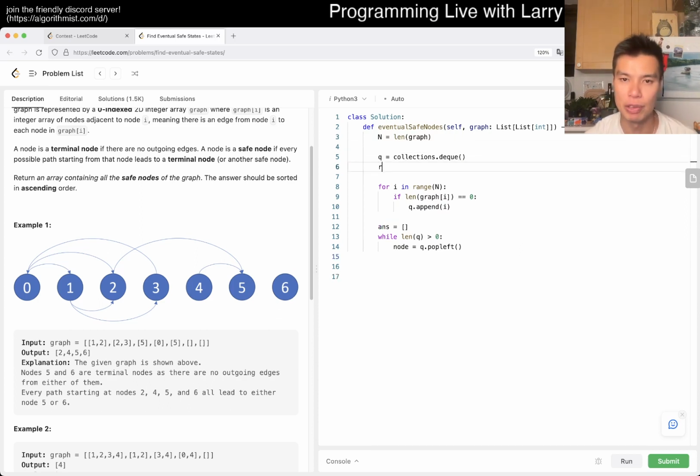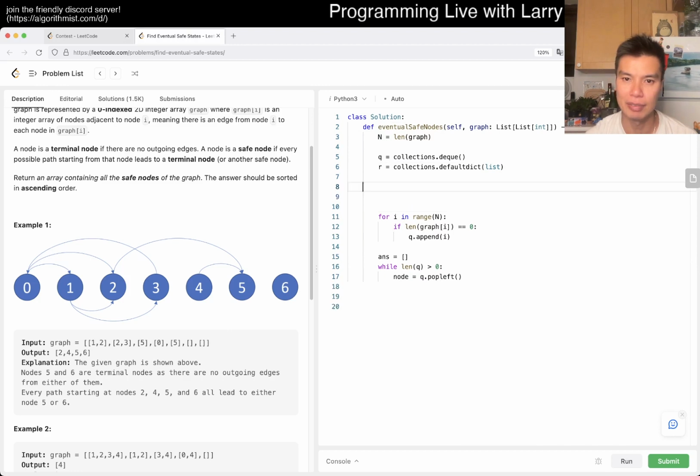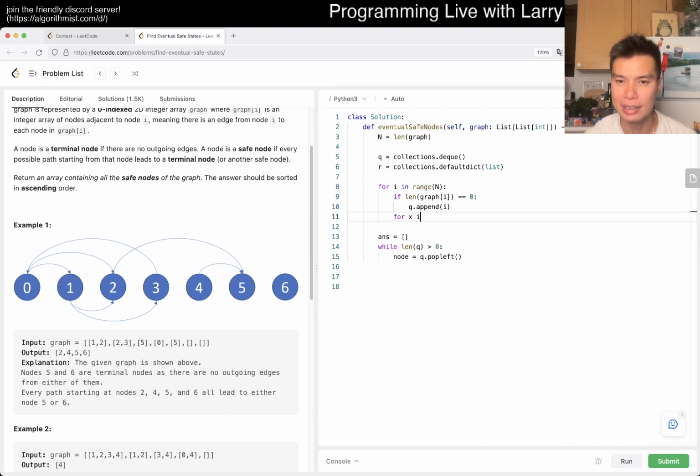So then maybe we do a reverse graph equal to collections.defaultdict of list, and then maybe something like, actually, we could do for x in graph sub i, reverse graph sub x append i, right? Is it this way? Yeah. So then now we can look at the reverse graphs.